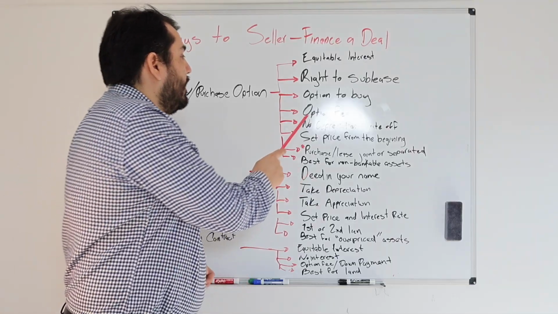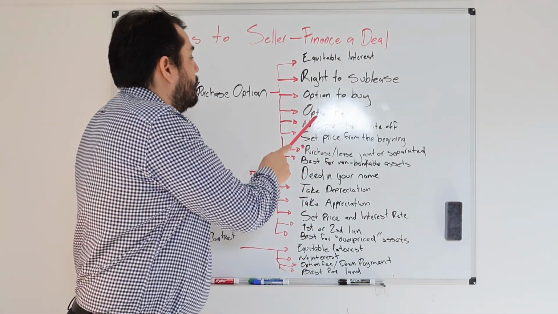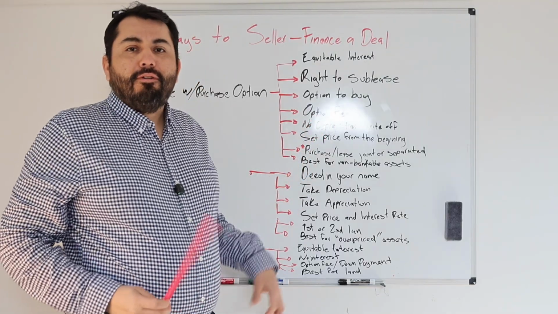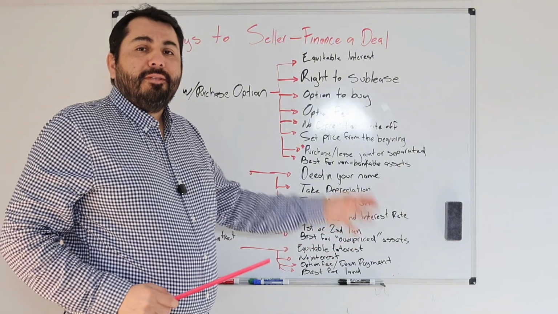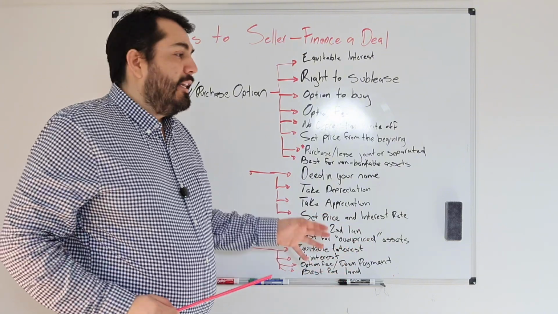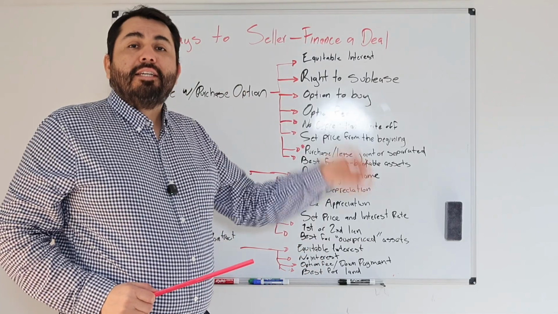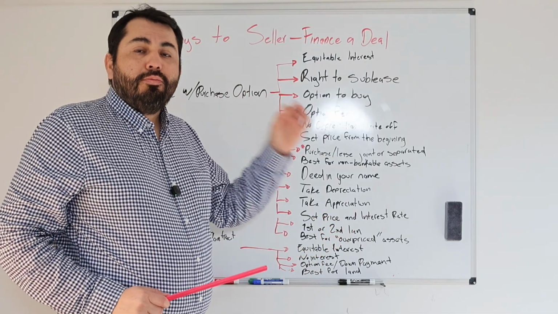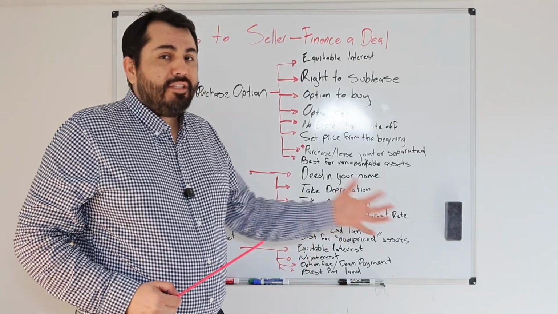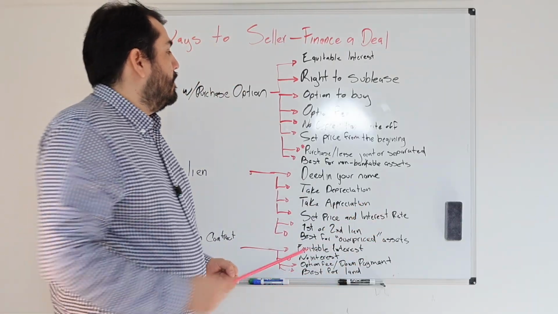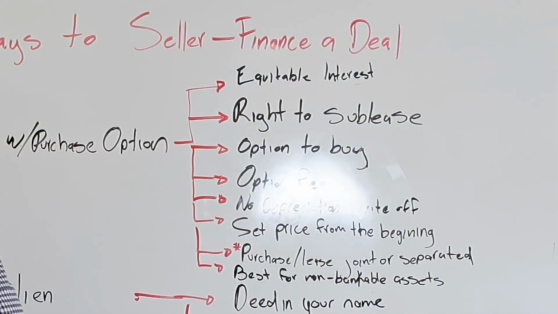Usually if you have the option to buy that property, you will pay an option fee. For example, you will have a lease for 5 years for this apartment complex, and then after those 5 years, you can execute the option to purchase the property for, let's say, 1 million or 10 million. So then you have to pay something for the option fee.